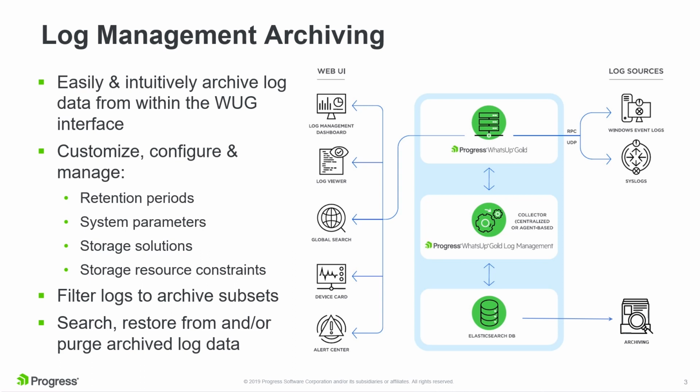Basically, you can customize which logs you want to archive. You can configure specific timings for how you want them archived. You can determine where you want to store them, how long you want to store them for, what kind of storage solution you want to use, and what kinds of constraints you want to put on that storage. You can filter your logs, any type of log, to archive all of them or specific subsets. And once those logs are all archived, you can search the archives, you can restore from those archives, or you can purge that archived log data at any time. And again, all from within the WhatsUp Gold interface.